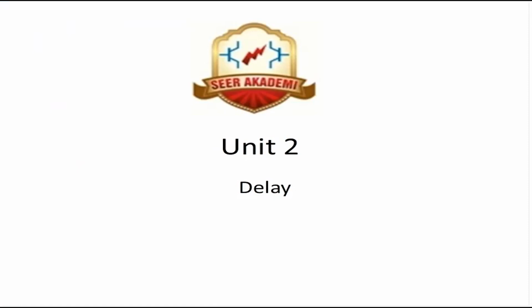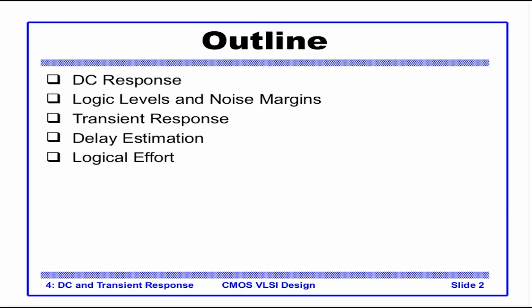Hello all, welcome to the second chapter of Unit 2. In this chapter, we will look into detail about the DC response of an inverter. We'll look at the noise margins, which I have been talking about in the last chapter as well. We look at the transient response, the delay estimation, and we look a bit into logical effort. The major part of the logical effort will be in the next chapter.